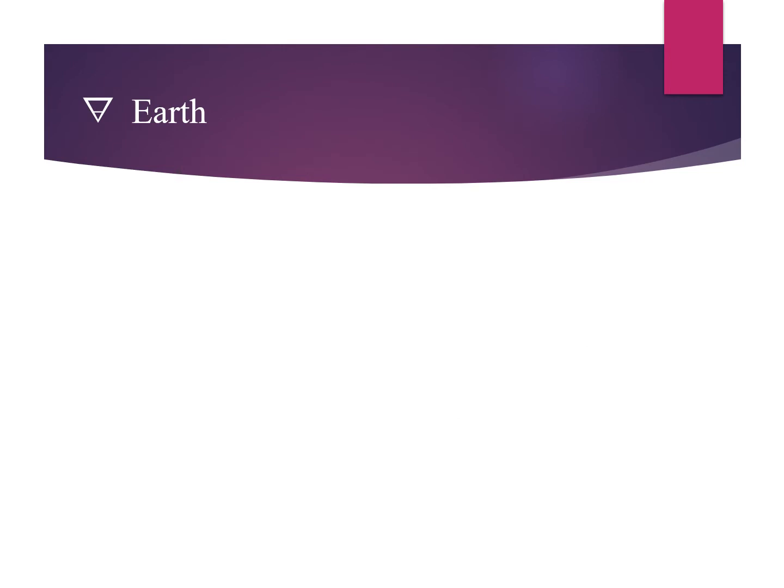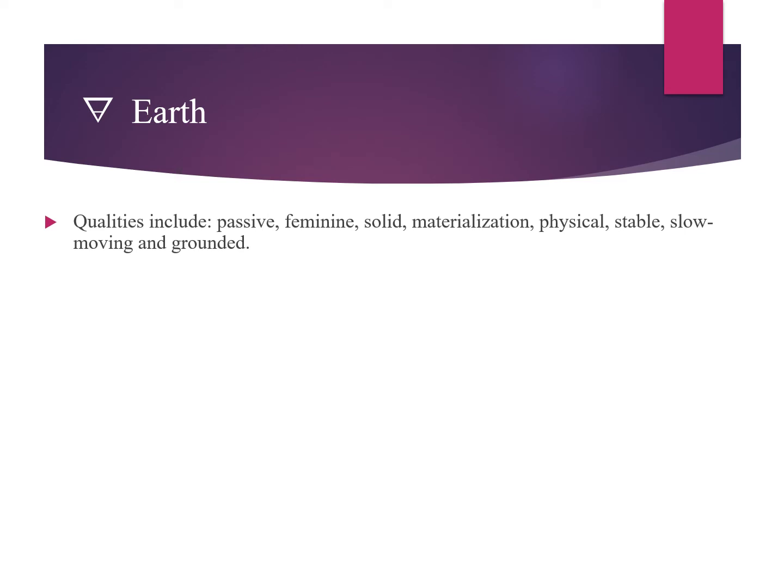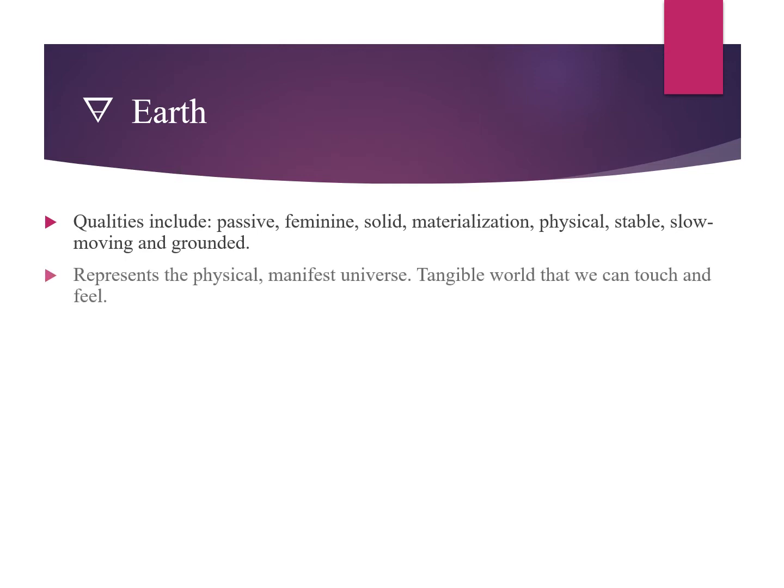Finally, let's take a look at the element of earth. The element of Earth's qualities include being passive, feminine, solid, materialization, physical, stable, slow-moving, and grounded. Earth represents the physical manifest universe. It's the tangible world that we can see, touch, and feel. Whereas air is considered the son of fire and water, Earth is considered the daughter of fire and water.